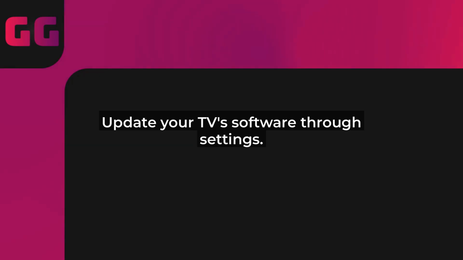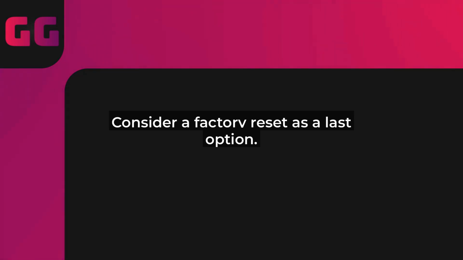Next, update your TV's software. Outdated firmware can cause errors like this. In the Settings menu, go to Support or About this TV, then select Software Update or check for updates. Download and install any available updates, as LG regularly releases patches for bugs.